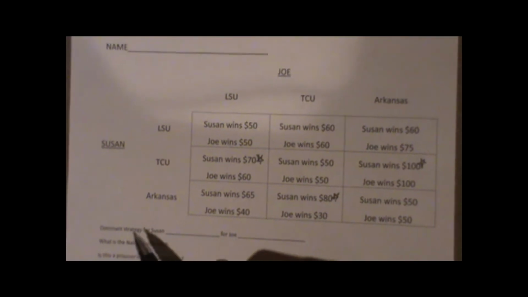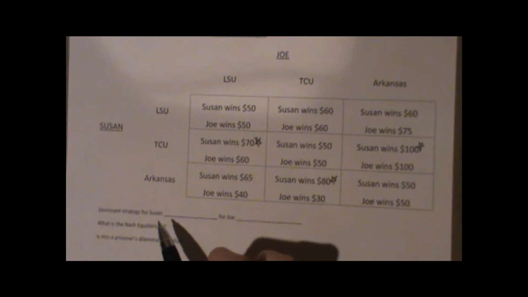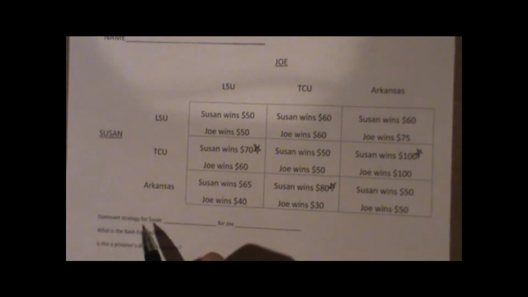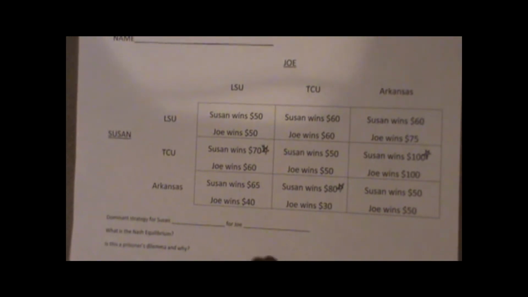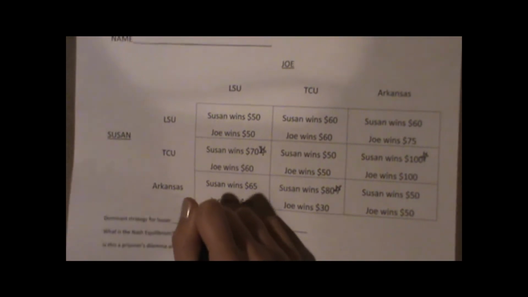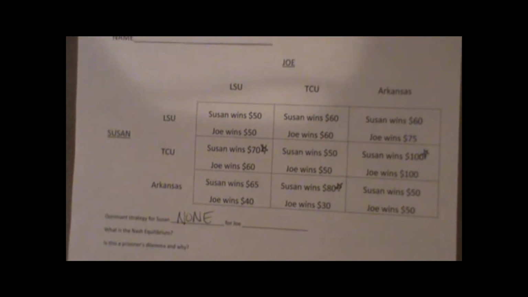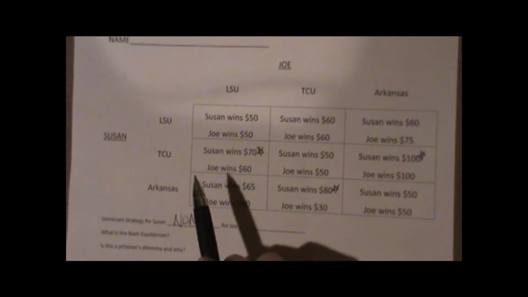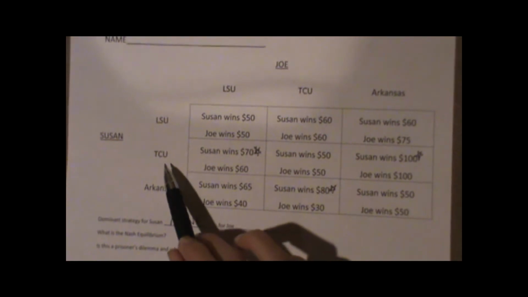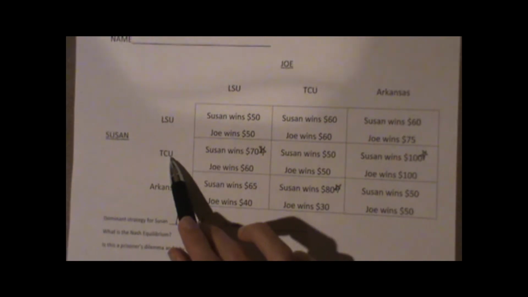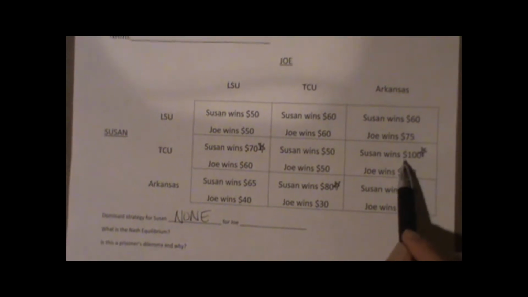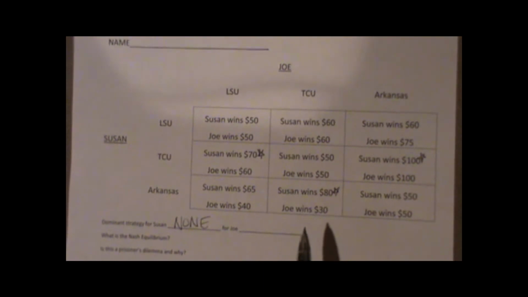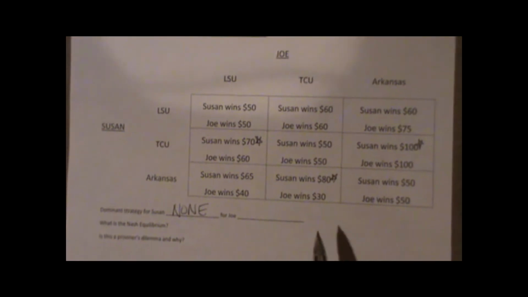Now, these questions down at the bottom, I know you can't see in the video, but if you printed this out, then you can see that we're asking, does Susan have a dominant strategy, and does Joe? You can see that Susan does not have a dominant strategy. A dominant strategy means that no matter what the other player does, this player always picks the same thing. That's not true for Susan. She would want to pick TCU if Joe picked LSU or Arkansas. But if Joe picks TCU, she would want to pick Arkansas. She does not have a dominant strategy. Her strategy depends on what Joe does.